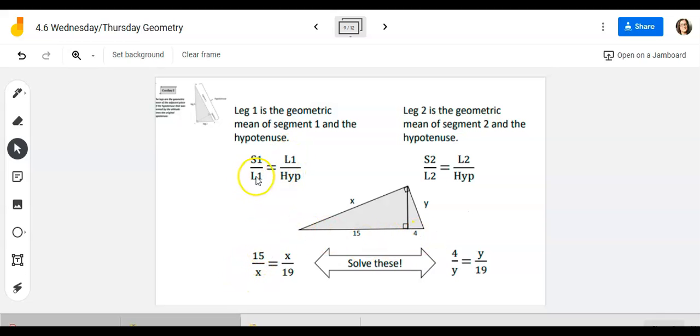So the legs this time, leg 1, which is X, is your geometric mean. So it goes across from each other like this, and then the 15 and then the whole side of 19 goes in the opposite diagonal from the 15. So over here, leg 2, which is the Y, notice how it goes across from each other. The closest segment is 4 and the whole hypotenuse is 19. So the leg is the geometric mean of the closest segment to it and the whole hypotenuse. Those two things have to get multiplied together to find these.